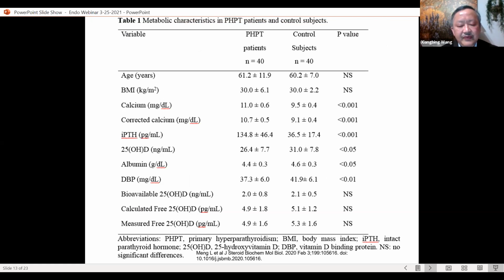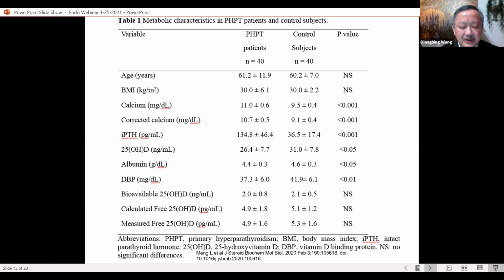So we have 40 patients. We also match age and BMI. So we also find the same. We confirmed our previous study. We show the primary hypoparathyroid patients have a low vitamin D binding protein, low albumin level, and most of the patients have vitamin D insufficiency or deficiency compared to the control group. But you see the calculated bioavailable vitamin D and the free vitamin D are the same.